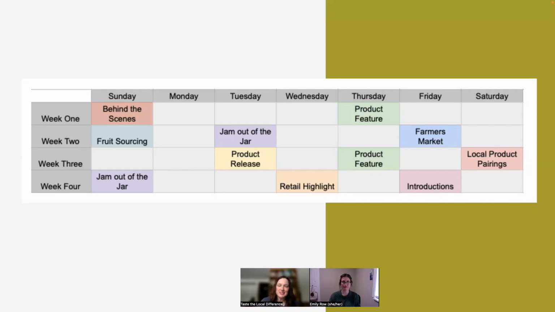So this is thinking about how you're going to schedule those content groups throughout the month, and also how frequently you want to post about each of those things. In this example, there's 2 product features throughout the month and just 1 local pairing idea. So it gives you an idea of how to spread those things out, and then you can revisit how it worked and adjust as you need.